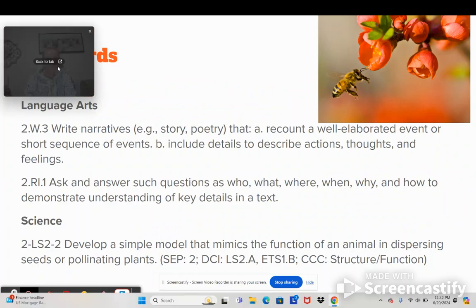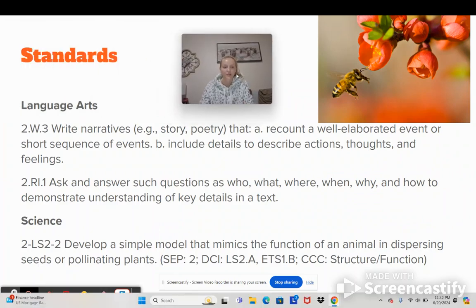And for standards, I have the language arts standards: writing, where students will write narratives for second grade using a short sequence of events describing actions, thoughts, and feelings, and reading informational texts, asking and answering questions about who, what, where, when, and why, and how to demonstrate understanding of key details in a text. Science: students will develop a simple model that mimics the function of pollinating plants.